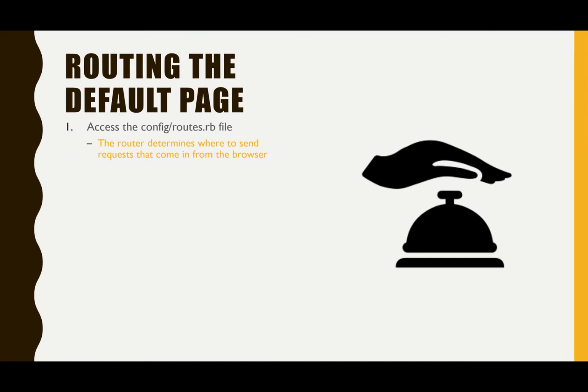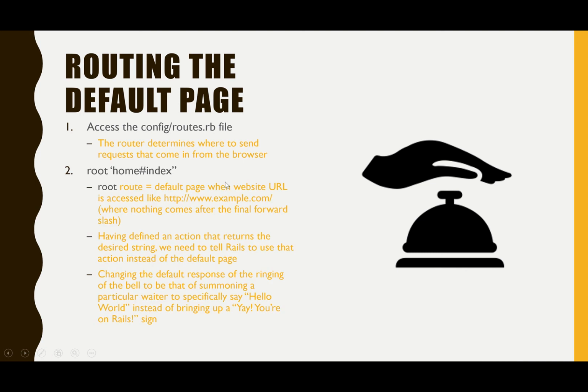So we are gonna go back to that, and what we want to do is root home parent index. So what this means is that the root command, you're basically routing it to the default page, and the default page is basically the first page that you go onto when you access a website URL like this, and then nothing comes after it. So if you just go onto the website, that's kind of like your home page.